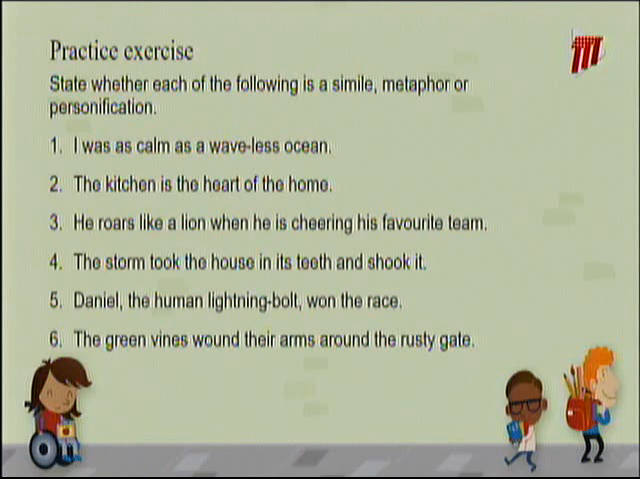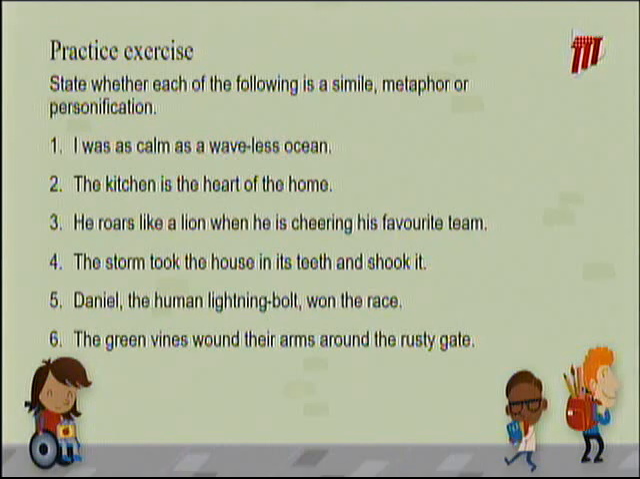The kitchen is the heart of the home. He roars like a lion when he is cheering his favorite team. The storm took the house in its teeth and shook it. Daniel, the human lightning bolt, won the race. The green vines wound their arms around the rusty gate.